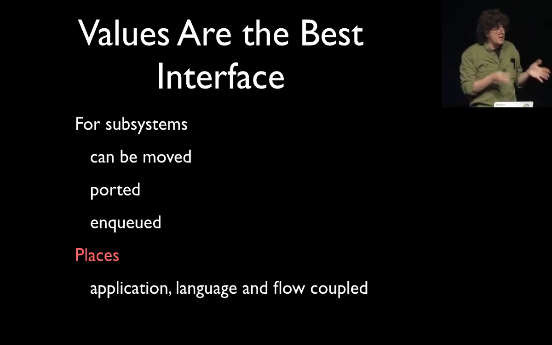In contrast, if you're doing place-oriented programming, your stuff is application-specific. Your stuff may be language-specific, and it may be coupled to your program flow. Architecturally, you're dramatically limited. And this is a big deal because you desperately need to be able to take your small programs and make them large programs, and take your one-machine programs and make them n-machine programs. Right? If you can't start with an n-machine program, you're not forced into this.